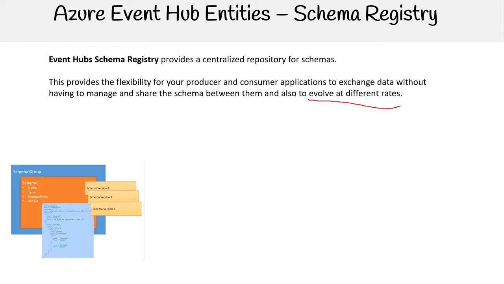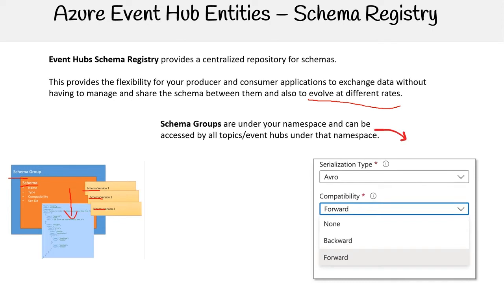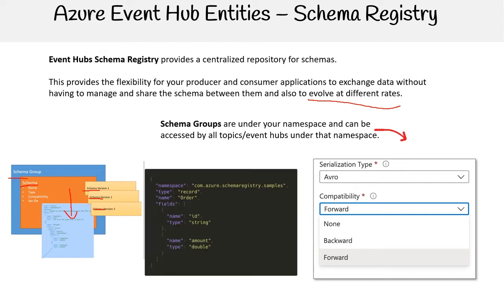So here we have our schema group. We have a schema. We'll talk about schema group in a second. And then you have schema versions, and then there's the actual schema itself. Schema groups are under your namespace and can be accessed by all topics, event hubs under that namespace. Here you can see we were just setting some options, and then here's the schema itself.